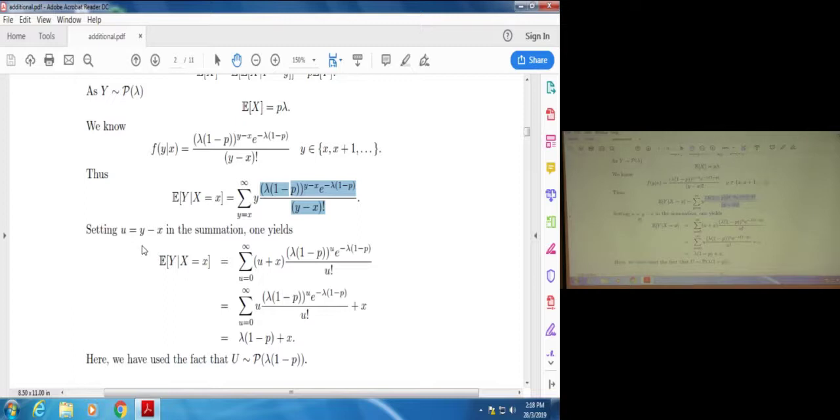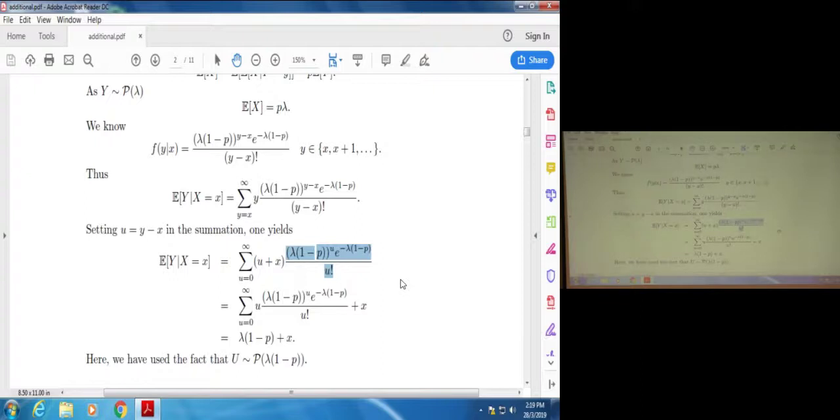So I set u equal to y minus x. Now u goes from 0 to infinity instead of from x to infinity. And y is equal to u plus x. Then I have lambda times 1 minus p to the power y minus x, which is u, and e to the minus lambda times 1 minus p is a constant, and I get u factorial. Very good. So now what do I do? The key point to realize at this point is that this factor here is the mass function of a Poisson distribution with parameter lambda times 1 minus p.